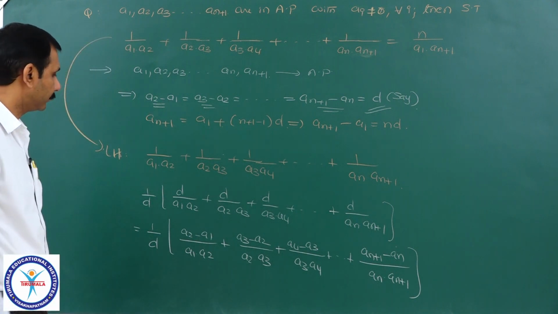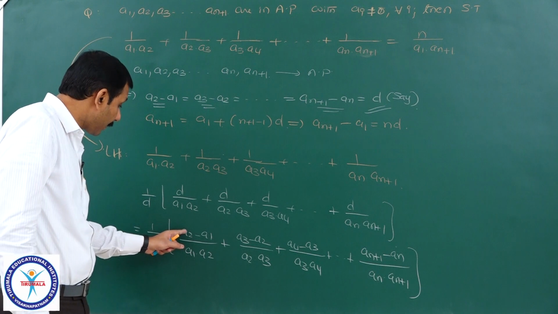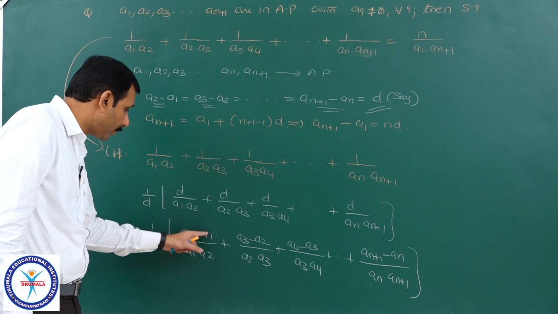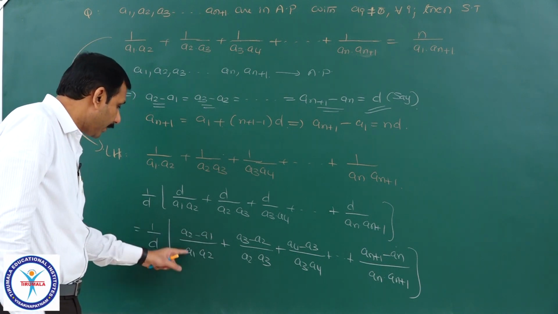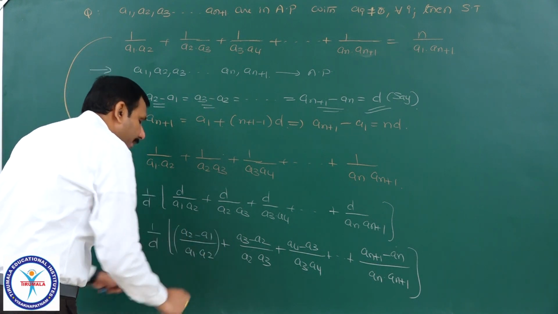Now, (a2 minus a1) by a1a2. Separate this: a2 by a1a2 minus a1 by a1a2. The a2 will get cancelled, 1 by a1 minus 1 by a2. This first bracket will become that.